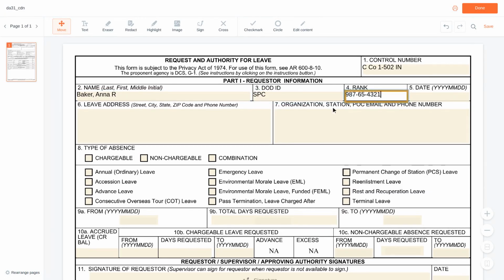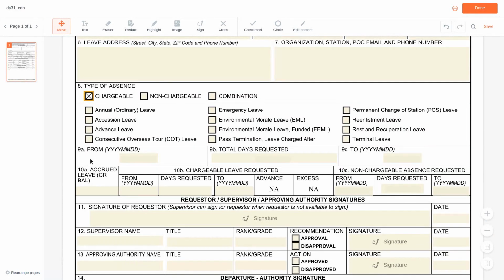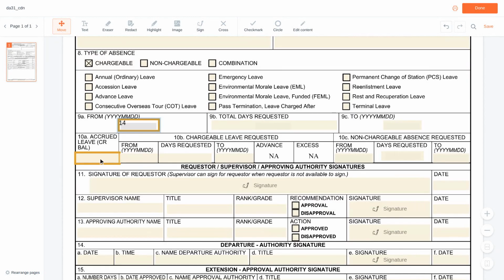Check the appropriate leave type box: ordinary leave for normal vacation time, emergency leave for urgent family matters, or PTDY for permissive temporary duty. Enter the number of days requested and the starting and ending dates of the leave period.